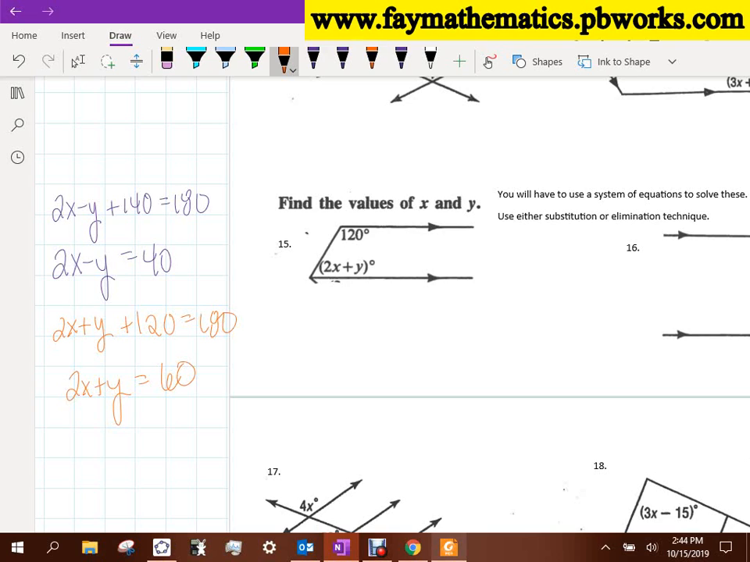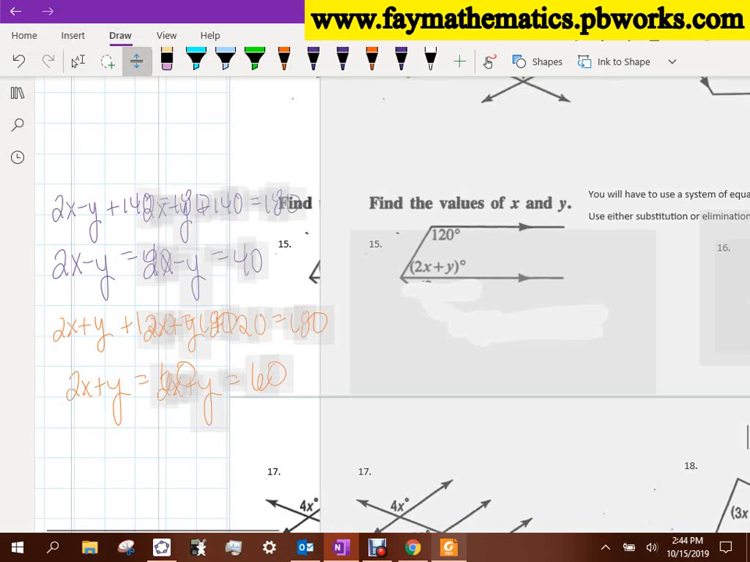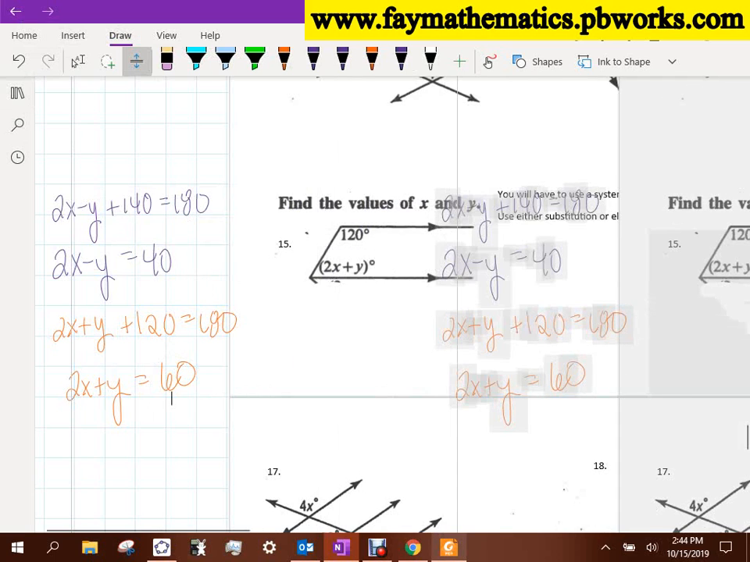Is everybody okay with that? Okay, so we've got these two equations. 2x minus y equals 40. 2x plus y equals 60. What do you recognize about the y's in those two equations? Yeah, they're additive inverses right away. Their coefficients are additive inverses.